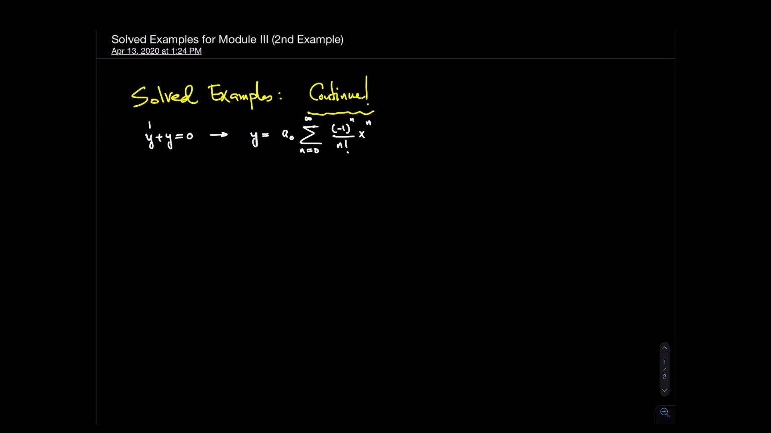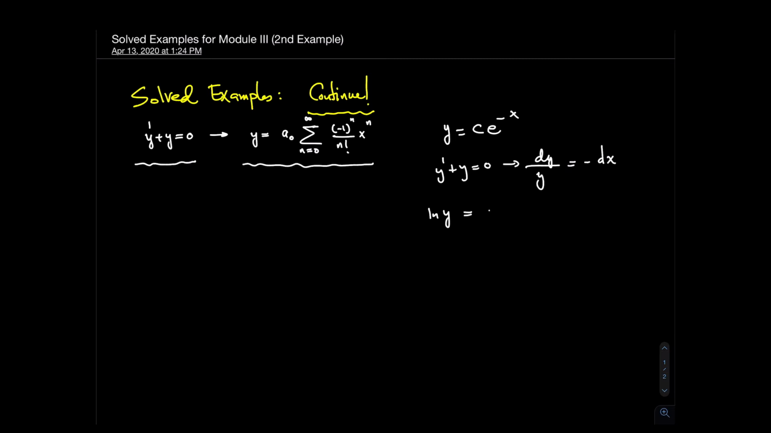I'm going to be working on a second example here. Just to recap from the first one we did, I asked you to work with y prime plus y equal to 0, and you solved it using the power series method, and that was the solution. And you all realized that that's nothing but c e to the minus x, because if you solve y prime plus y equal to 0, you have dy over y equals minus dx. So ln of y equals minus x plus c. So y equals c e to the minus x.